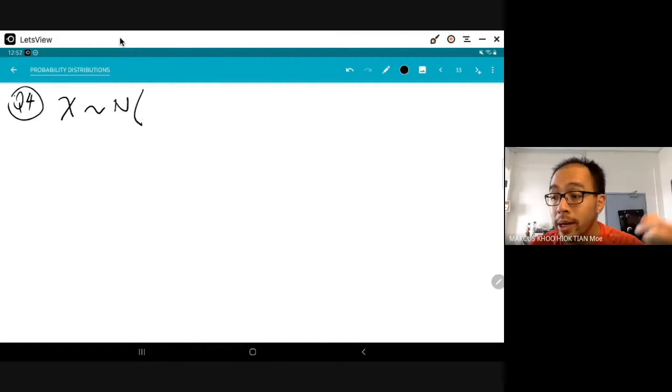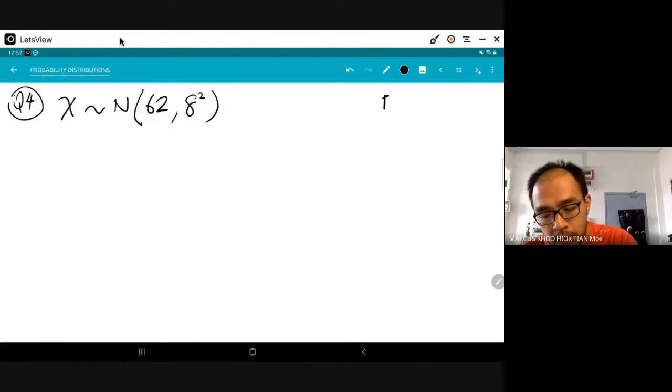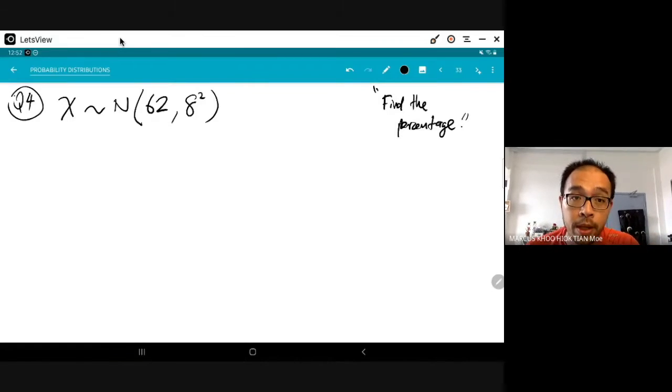And you want to write down what is the mean. The mean is 62. Standard deviation is 8, but in the bracket we write the variance. Now, the question is to find the percentage. In questions 1 to 3, they asked you to find the probability. Now we have to find the percentage. That's why I want to answer this question.